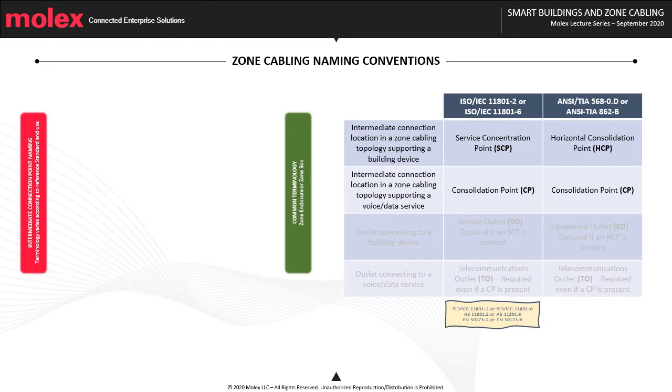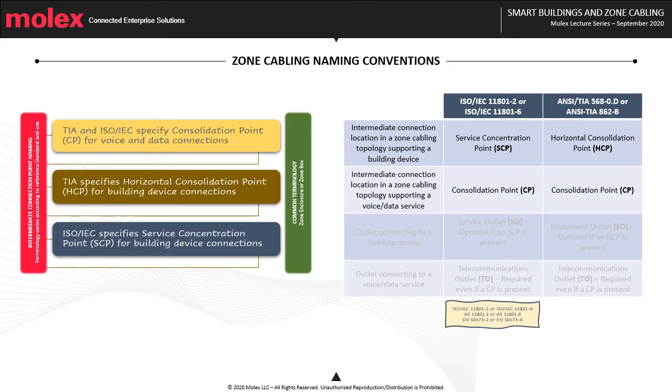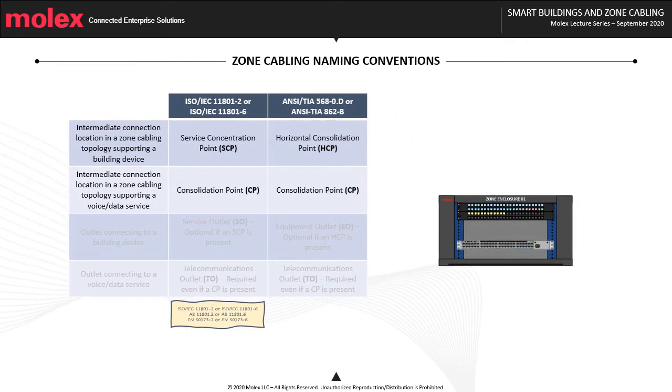Let's now talk about naming conventions. The name of an intermediate connection point depends on the types of endpoint device connection it serves and on which of the applicable regional structured cabling standards it is based. It may be called Service Concentration Point or SCP, Horizontal Consolidation Point or HCP, or the well-known Consolidation Point CP. The most commonly used name is Zone Enclosure or Zone Box. The functions of a CP and an SCP or HCP can be combined, obviously, within the same zone enclosure.